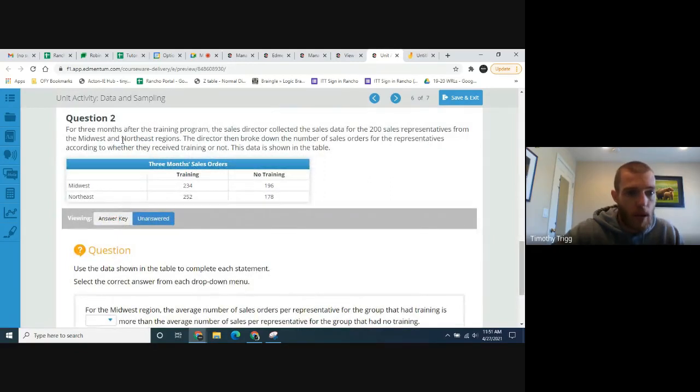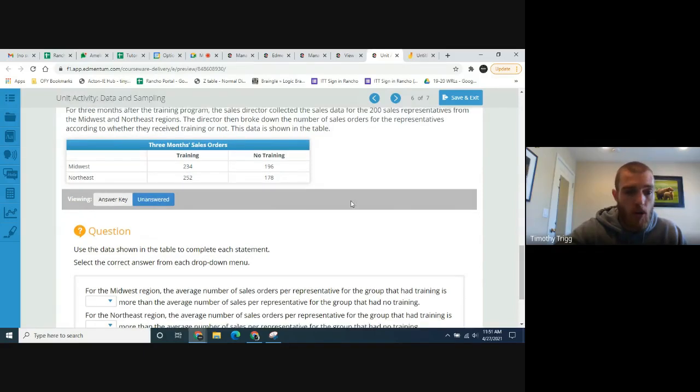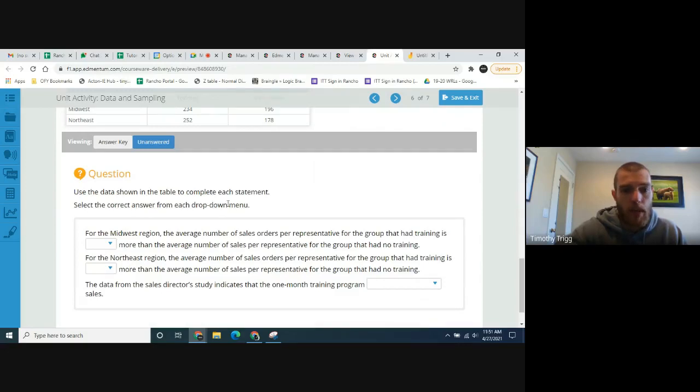For 3 months after the training program, the sales director collected sales data for the 200 sales representatives from the Midwest and Northeast region. The director then broke down the numbers of sales orders for the representatives according to whether they received training or not. The data is shown in the table. So from the Midwest, these are the orders from those that received training, and these are the orders from the ones that did not. Similarly with the Northeast. Use the data shown in the table to complete each statement. Select the correct answer from the drop-down menu.